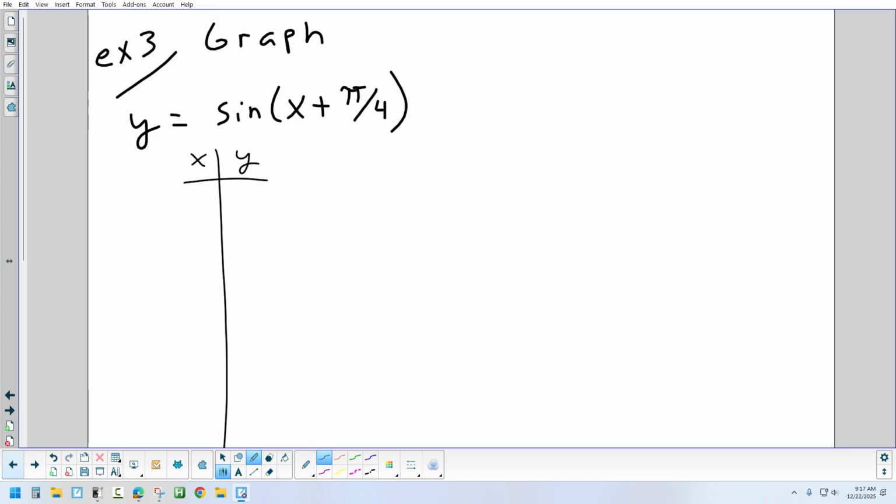What are my y values for sine? Yep, Marcel. 0, 1, 0, negative 1, 0. So we've got our y values. Can somebody give me the original x values for sine? We're just going to put those off to the side. 0, pi over 2, pi, and so on. Okay. And now what am I going to do to all those x values? Because they're all going to shift. This is our smallest shift yet, but they are going to shift. Yep. Subtract pi over 4.